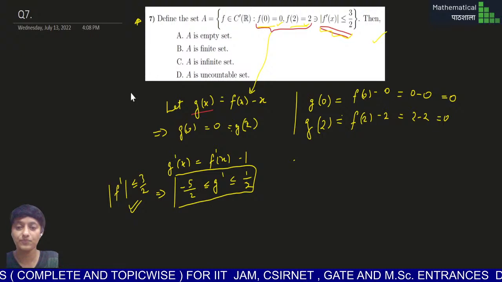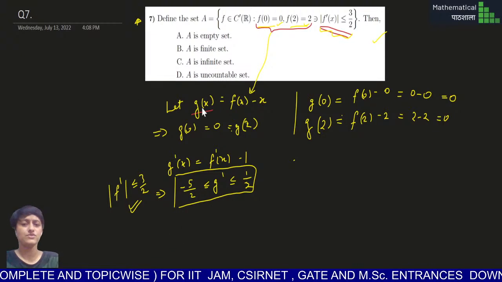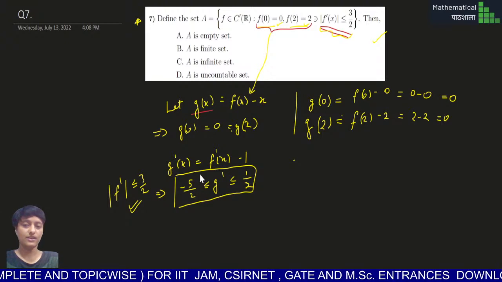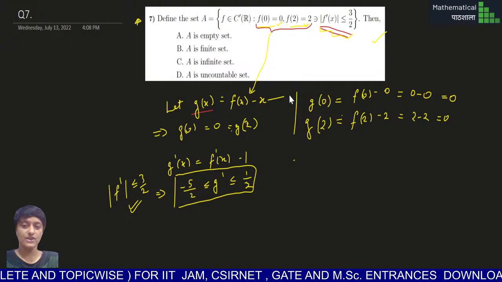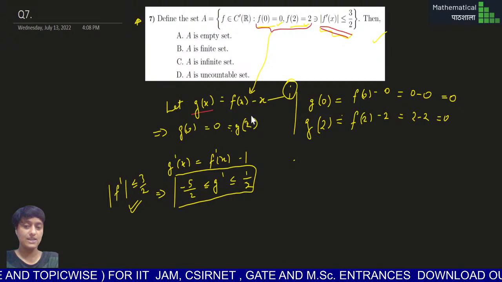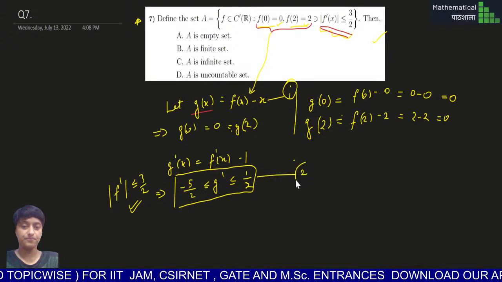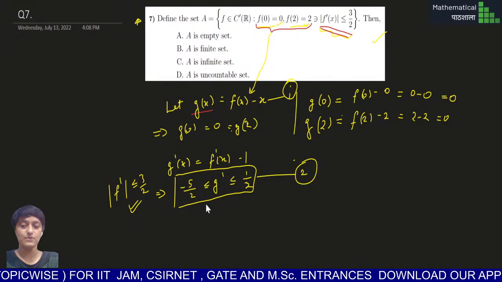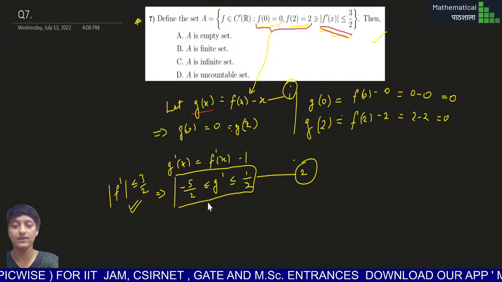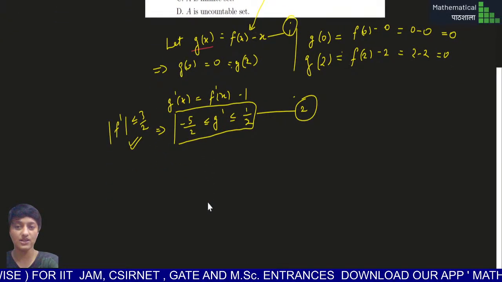Okay, so let us proceed ahead. We have considered this function g in such a way that, first, g(x) is defined by f(x) minus x. Next, when we differentiate it, we got this second condition, that g'(x) lies between minus 5/2 and 1/2. Alright, now let's construct such a function.